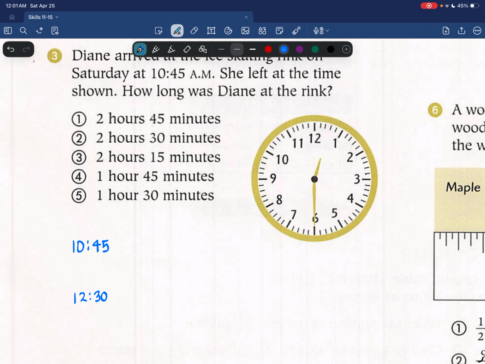Let me show you, this is not the way I would do it, but this would definitely work. Think of a timeline from 10:45 to 11, and then from 11 to 12. Okay, so from 10:45 to 11, that's 15 minutes.